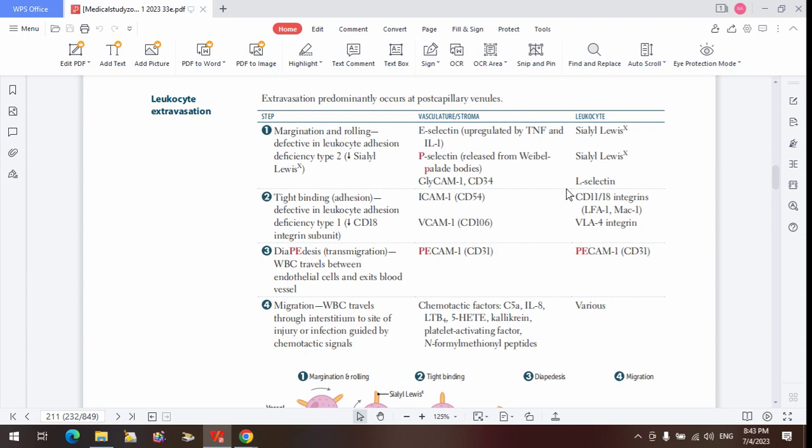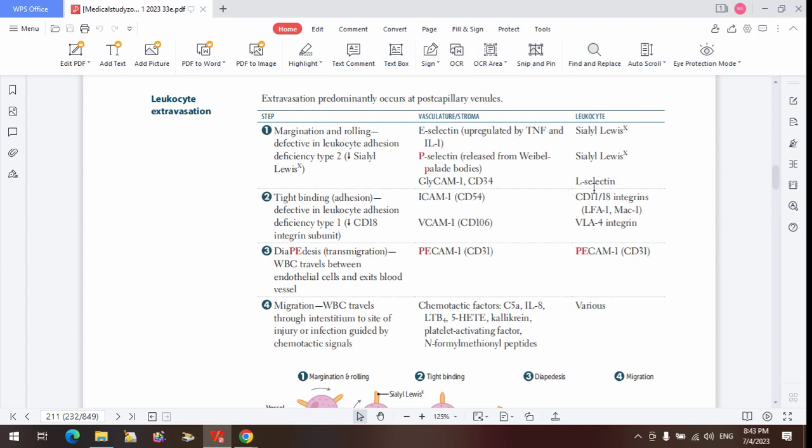So what is their ligand? The ligand is called Sialyl-Lewis X. Sialyl-Lewis X is the ligand for the two selectin receptors that are present on the endothelial cell. Sialyl-Lewis X interacts with the E and P-selectin.